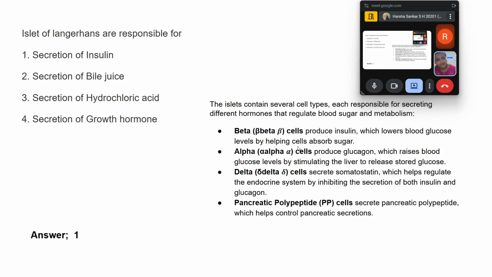And there are different types of cells. Beta cells produce insulin, which lowers blood glucose. Alpha cells produce glucagon, which raises blood glucose. Delta cells secrete somatostatin or growth hormone inhibiting hormone, which helps regulate the endocrine system by inhibiting the secretion of both insulin and glucagon. Pancreatic polypeptide cells secrete pancreatic polypeptide, which controls pancreatic secretion.